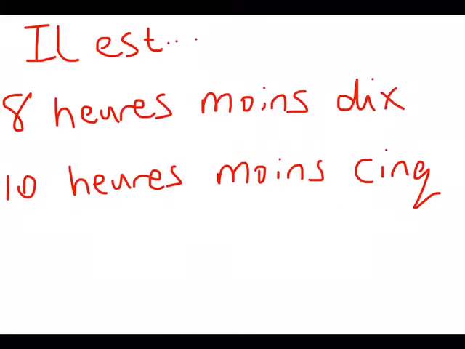And finally, if you want to say that it's so many minutes to the hour, we just use the word moins again, which means less. So, il est 8 heures moins 10. It is 8 o'clock less 10 minutes. So really it's 10 to 8 or 7:50. Also, il est 10 heures moins 5. It's 10 o'clock less 5 minutes, so it's 5 to 10, or in another way, 9:55.